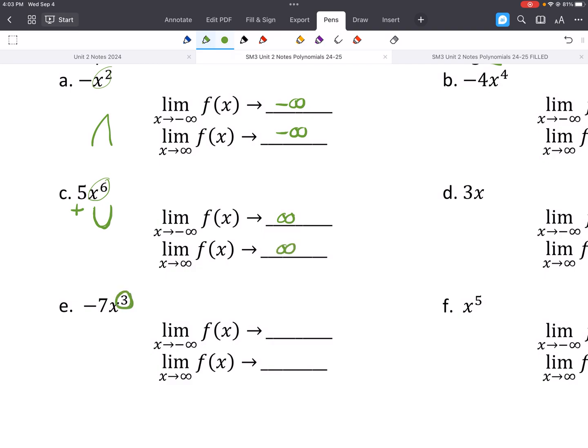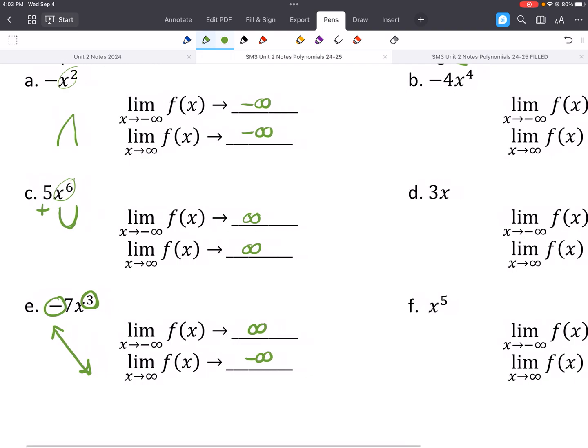This is an odd, so it's kind of like a linear, right? And it has a negative slope, so it's more like this. Again, I say it's like a linear, and though it's a cubic, they have the same end behavior, so all odds kind of have the same, right? So we would have infinity and negative infinity going from left to right.